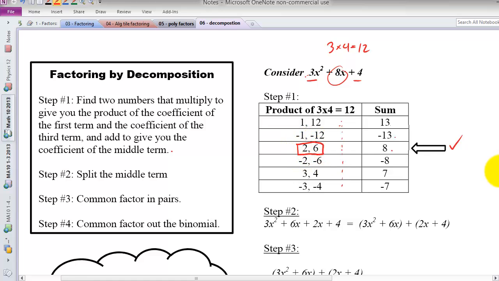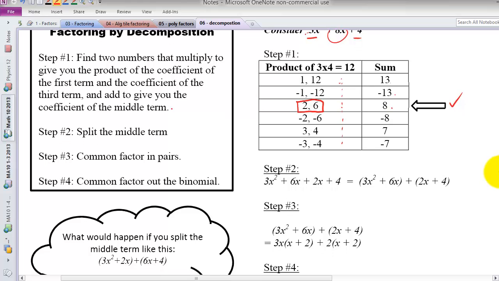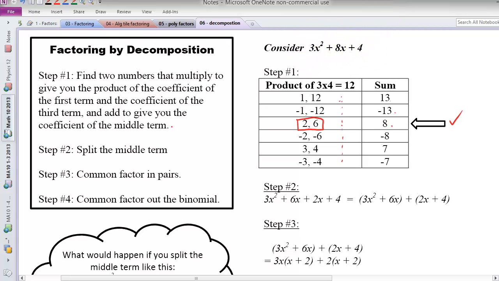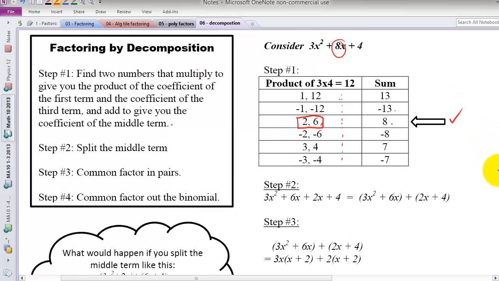So the question is, how do we use them? What we're going to do is take this original trinomial here and split the middle term, using these two numbers we just figured out. So that 3x squared plus 8x plus 4 is going to become 3x squared plus 6x plus 2x plus 4. So I split the 8x into the 2 and the 6.